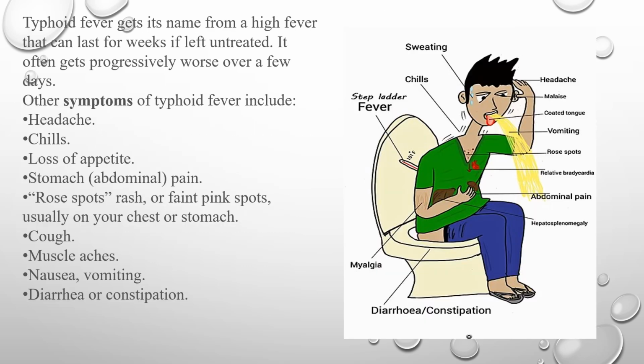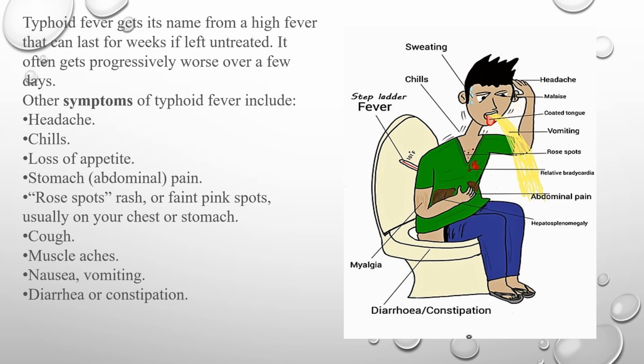Coming to the symptoms, this is the most important thing. As its name says, it involves a high fever that can last for weeks if untreated. It often gets progressively worse even after a few days. So let's see a clear picture of the different symptoms. They have high fever. It can reach up to 103 or 104 degrees.